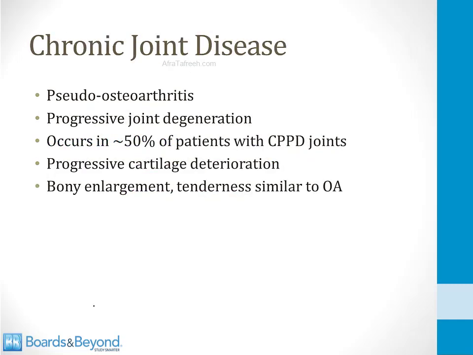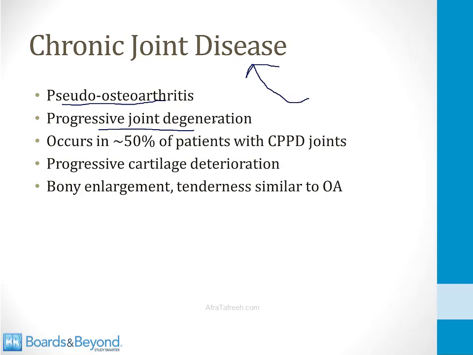So we talked about how CPPD can be asymptomatic and discovered on routine imaging. We also talked about how it can lead to an acute attack of arthritis called pseudogout. The third way that CPPD can present clinically is as chronic joint disease. This is sometimes called pseudo-osteoarthritis because it looks just like osteoarthritis. Patients present with complaints related to progressive joint degeneration. And if you study patients who have asymptomatic CPPD in their joints, about 50% of them will go on to develop chronic joint disease in those joints, similar to osteoarthritis.